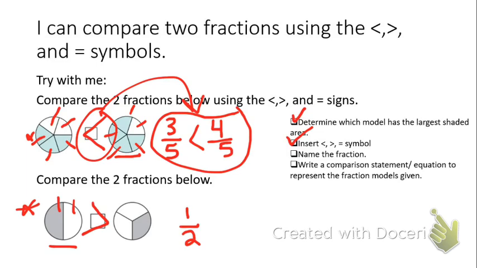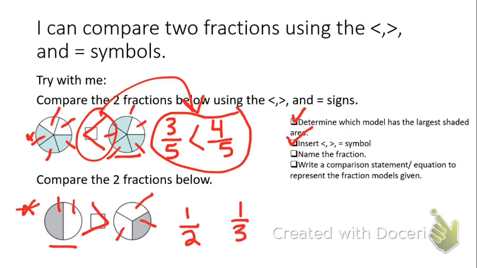And now I'm going to move on to my next one. Okay, so go ahead and write down how many shaded parts you see in this next one. You should see 1, right? And then how many pieces is that cut into? Go ahead and write it down. If you need more time, pause the video. 1, 2, 3. It's cut into 3 pieces.